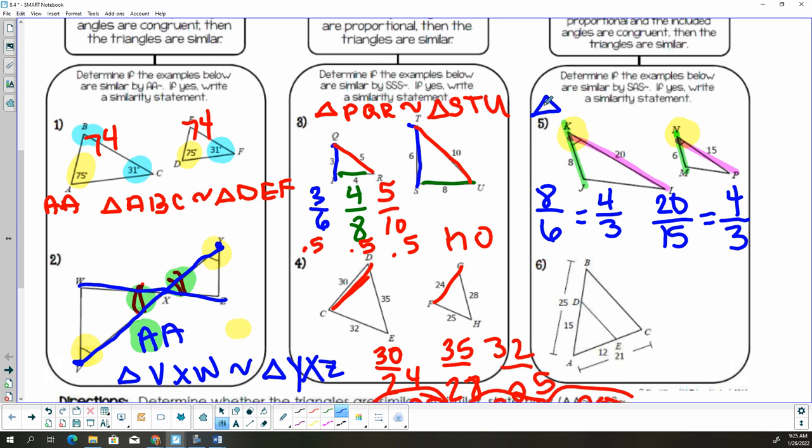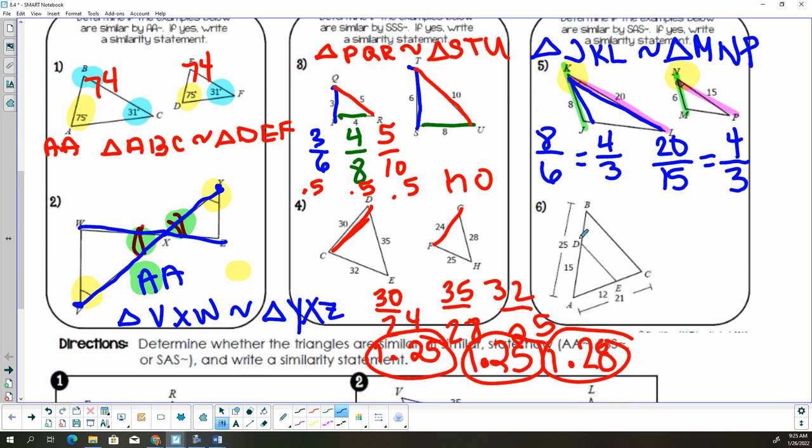So I'm going to say triangle JKL is similar to what triangle? JKL goes with what? MNP. All right.